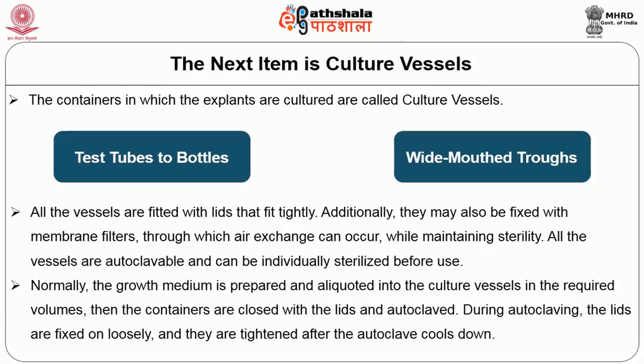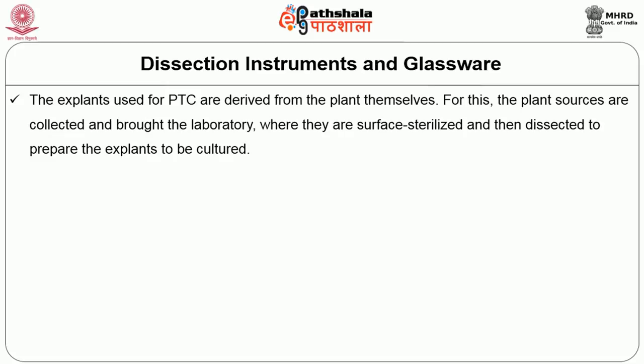Normally, the growth medium is prepared and aliquoted into the culture vessels in the required volumes. Then, the containers are closed with the lids and autoclaved. During autoclaving, the lids are fixed on loosely and then they are tightened after the autoclave cools down. The explants used for PTC are derived from the plants themselves. For this, the plant sources are collected and brought to the laboratory, where they are surface sterilized and then dissected to prepare the explants to be cultured.